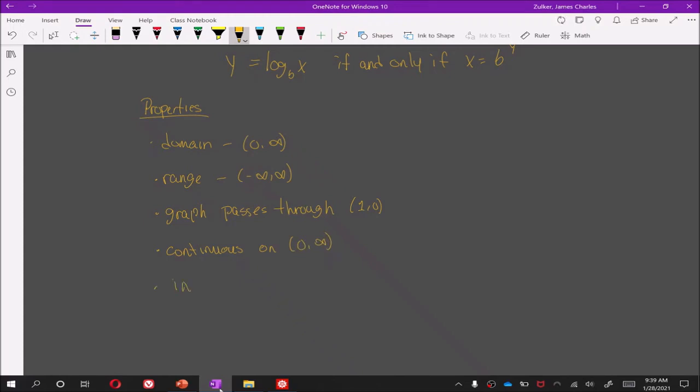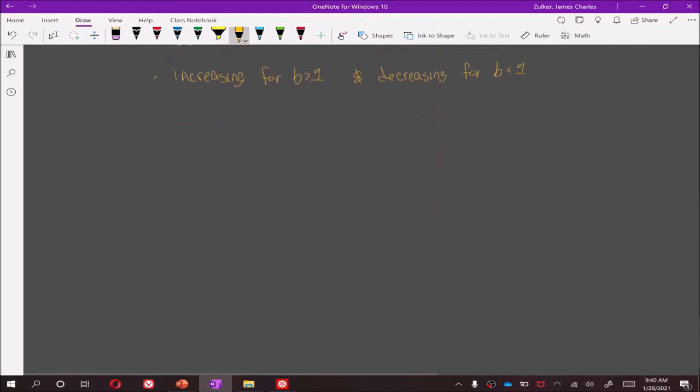And it was increasing for b greater than 1 and decreasing for b less than 1. We also have laws of logarithms.